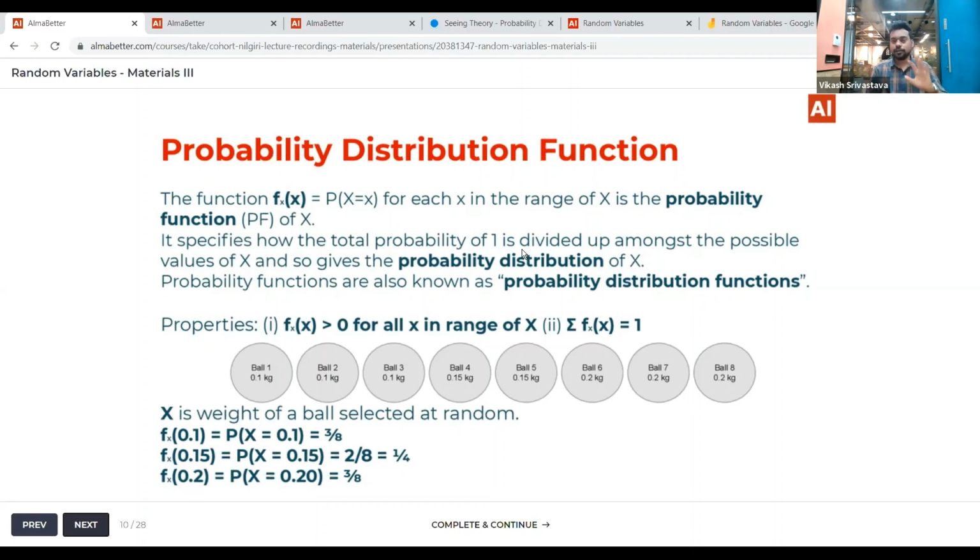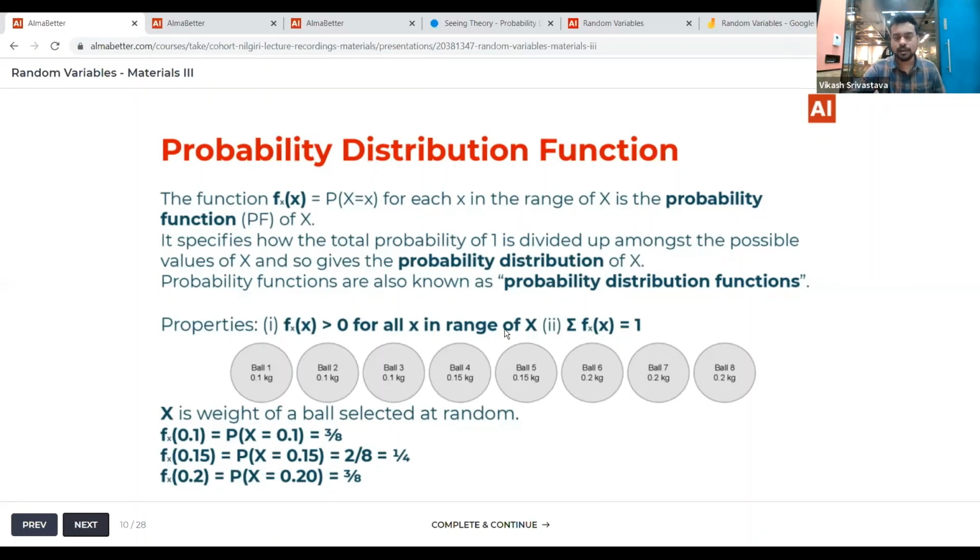You know that your random variable capital X can take multiple values. From your sample space, if you associate a probability to any particular event or outcome, and you include all the outcomes in your sample space, they will all add up to a probability of 1. The probability distribution of capital X will tell you how this total probability of 1 is divided up amongst all the possible values of capital X. This is called probability distribution, and in fact probability functions are also called probability distribution functions, right?